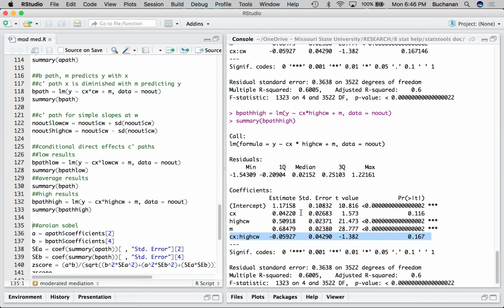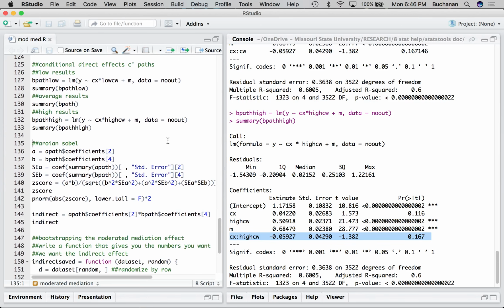We'd expect them to be creating this fan effect where they're changing across different levels of W. So I wouldn't argue that this was a significant moderation at all, because there is no interaction effect, but this is how you would analyze it if your interaction was significant.